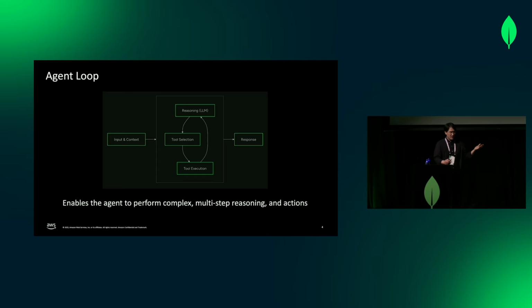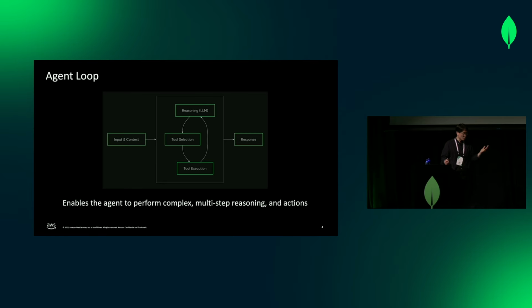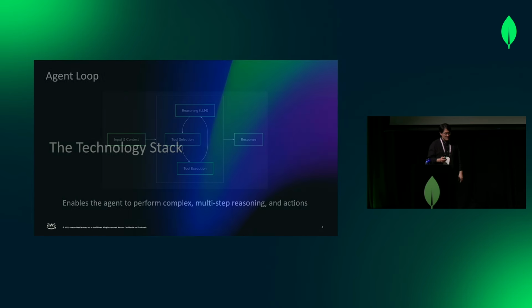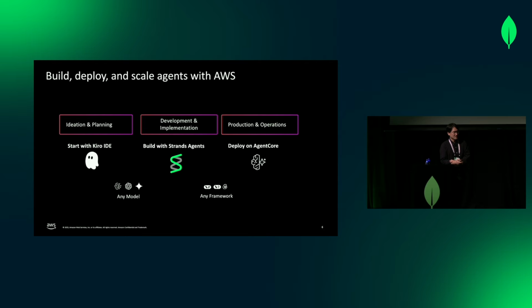So again, two different concepts give you a good understanding of how an agent is built through these constructs, as well as the agent loop, right? That's simple enough, right? So two mental models. Now let's build on that. With that concept, let's take a look at the technology stack. On AWS, we have multiple tools for you to start building production-ready agents, right?